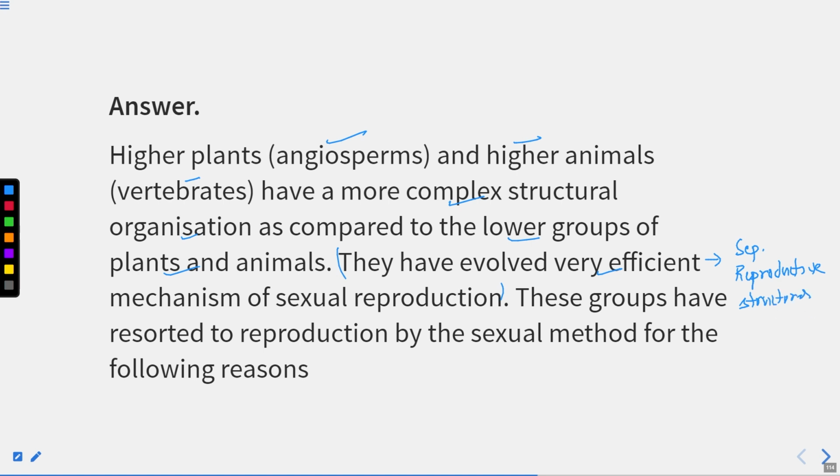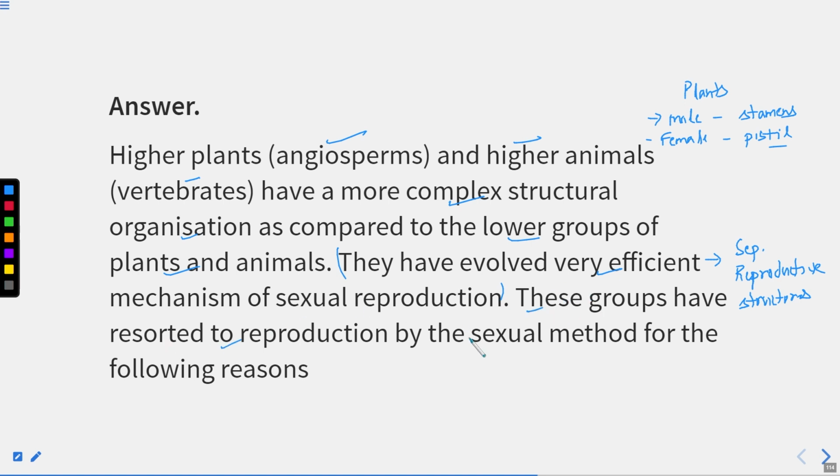Okay, if we talk about plants, for example, what is the male reproductive structure in plants? It is the stamen, which consists of anther and filament. And what is the female reproductive structure in plants? It is the carpel, or you can say the pistil, which is called the gynoecium. Similarly, in animals also, you have separate male and female reproductive organs, testes and ovaries.